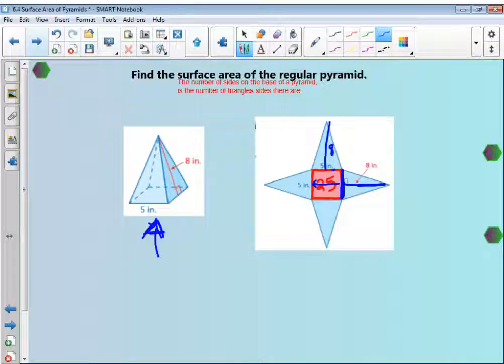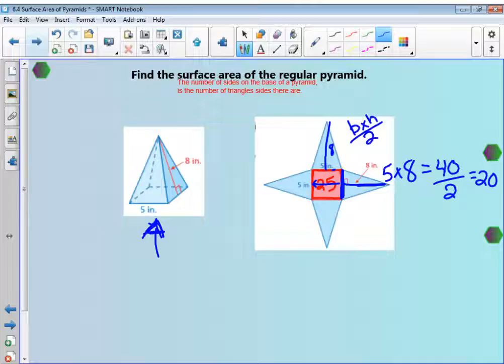Now remember, to find the area of a triangle, it's base times height divided by 2, or half of your base times your height. So if I do my base 5 times my height of 8, that's going to give me 40. And if I divide that by 2, it gives me each triangle equaling 20 inches squared. So each of these is 20 inches squared.